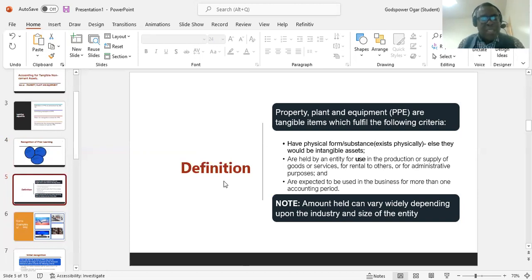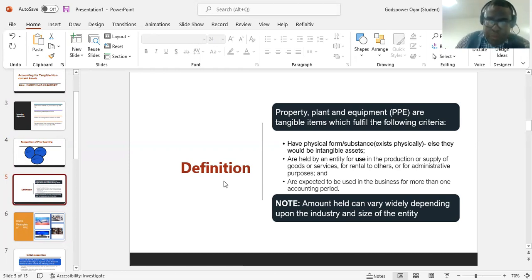It means that the essence is that they are being held. Like if a company has a motor vehicle, for instance, it is used in the production or supply of goods and services. And if it's for rental, it is still being held as it brings in economic benefits to the company. And then the next is it's expected to be used in the business for more than one accounting period. That's what distinguishes it from current assets.